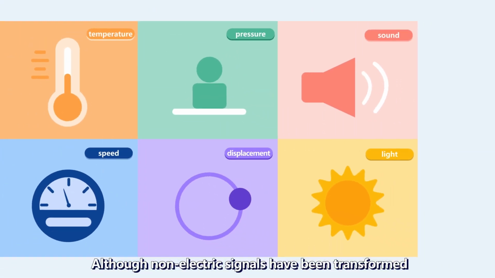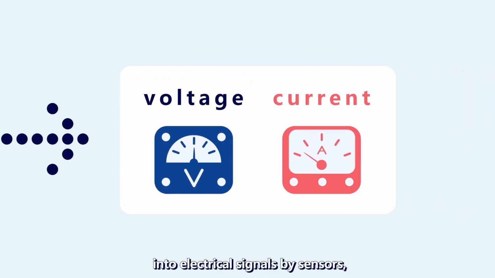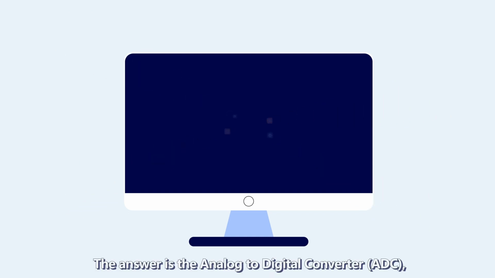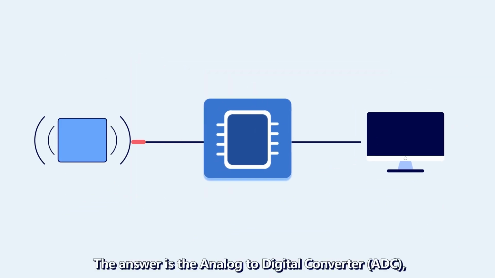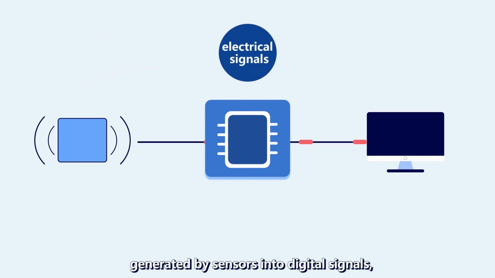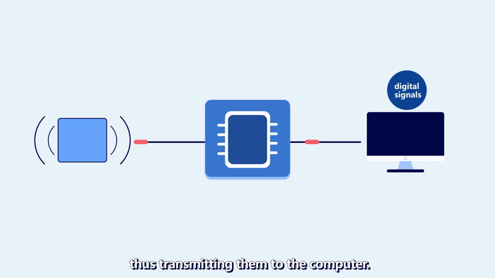Although non-electric signals have been transformed into electrical signals by sensors, how can these electrical signals enter the computer? The answer is the analog-to-digital converter, ADC, which can convert the electrical signals generated by sensors into digital signals, thus transmitting them to the computer.